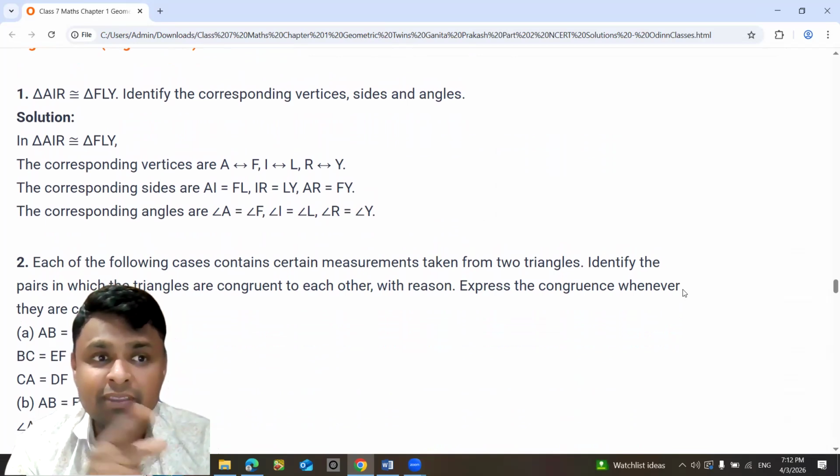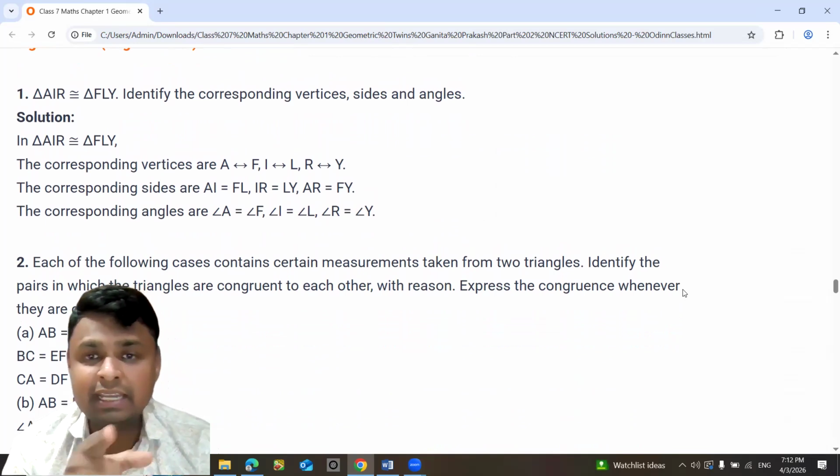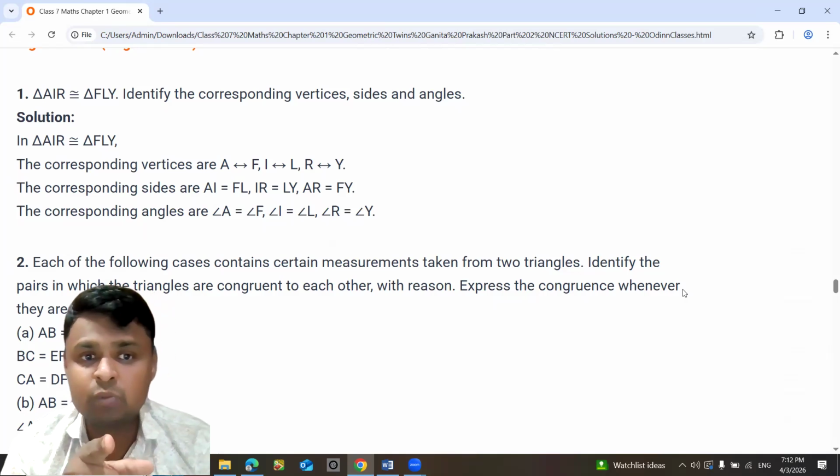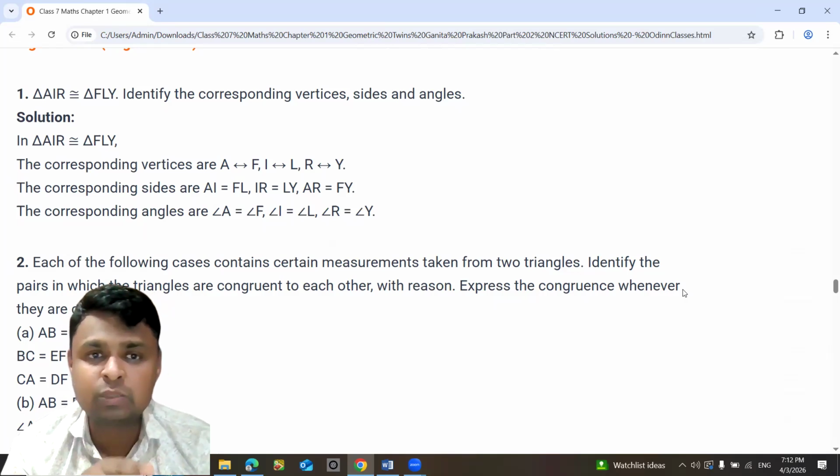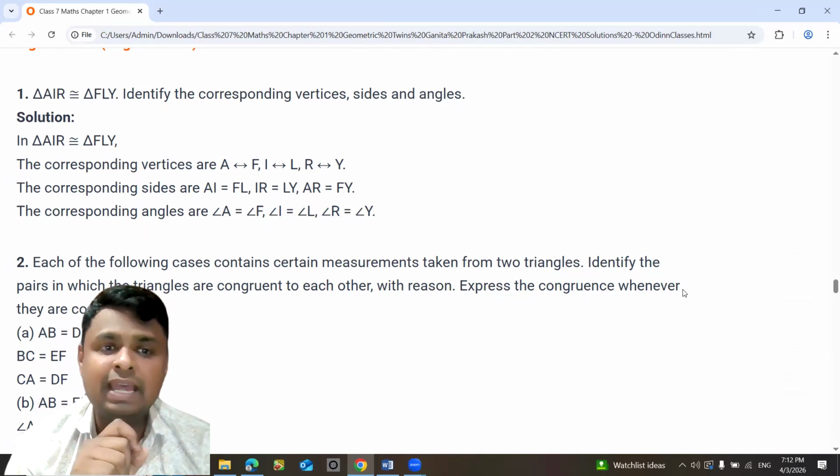In front of A, there is F. In front of I, there is L. In front of R, there is Y. So we write down A corresponds to F, I corresponds to L, and R corresponds to Y. Like this. And then corresponding sides.